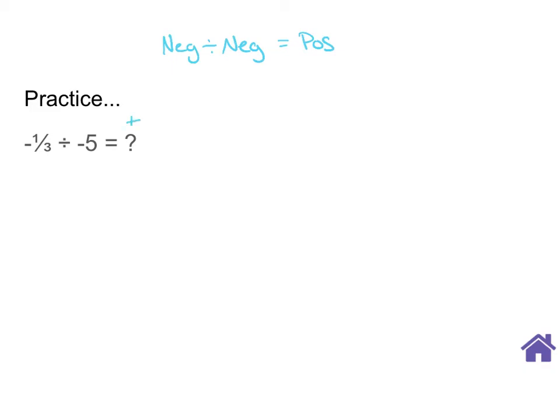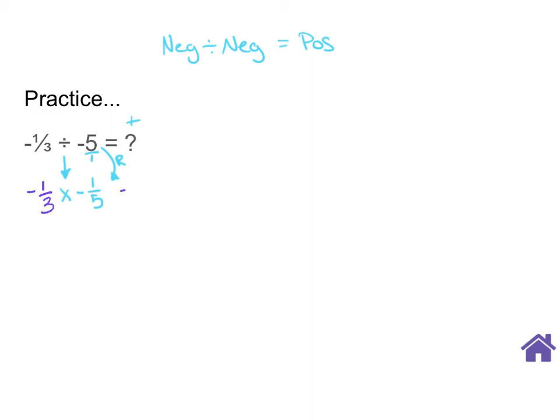All right, I'm going to do the same thing. So change my division sign to multiplication, and I'm going to flip for the reciprocal. The reciprocal of -5 would be -1/5, because this is like 5 over 1. So I put the 1 on the top and the 5 on the bottom. The 1/3 will stay the same. Or I guess it's -1/3.